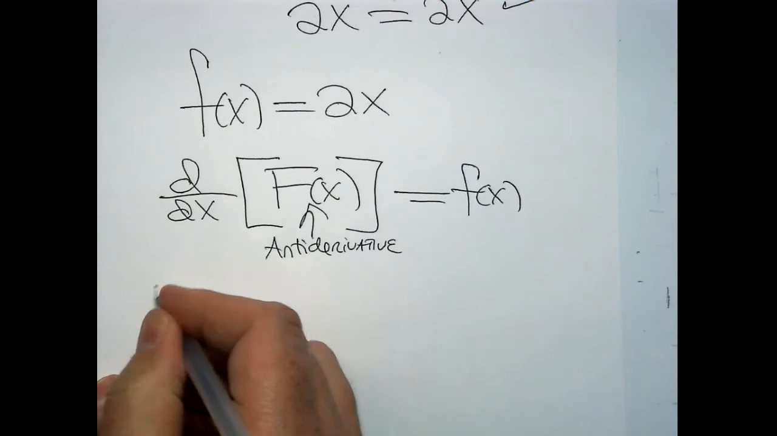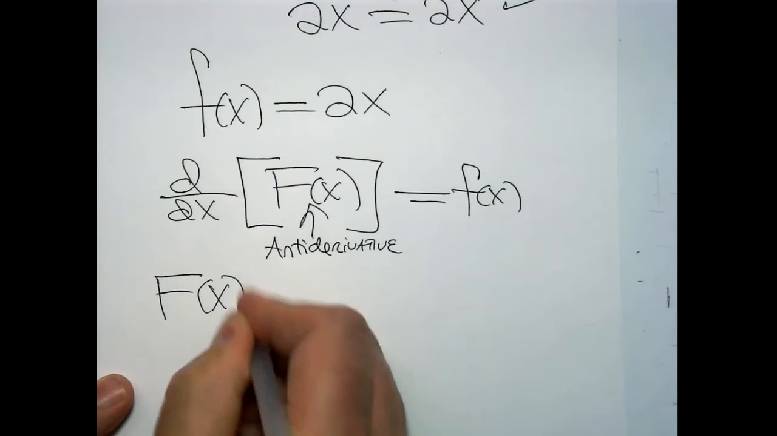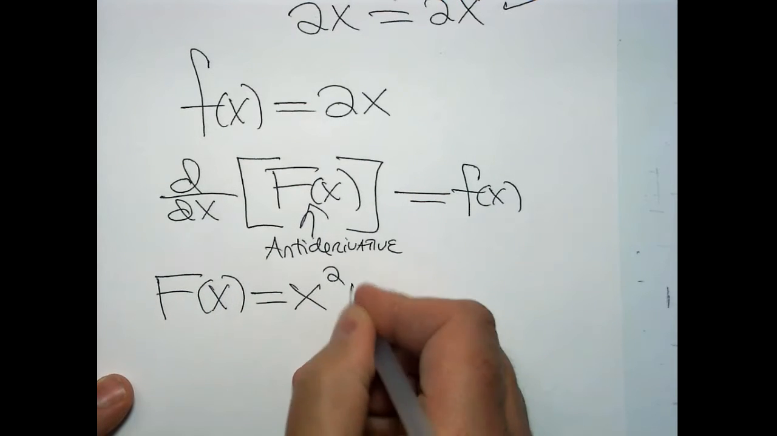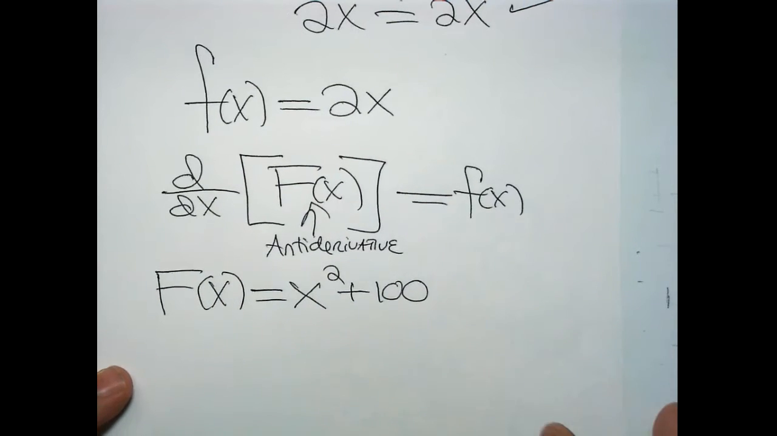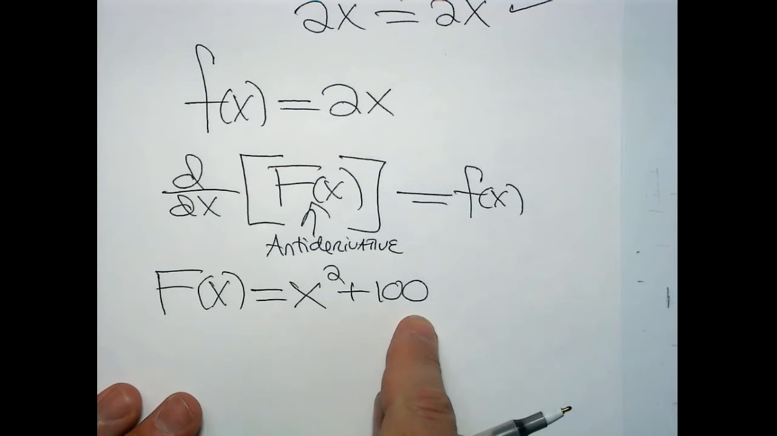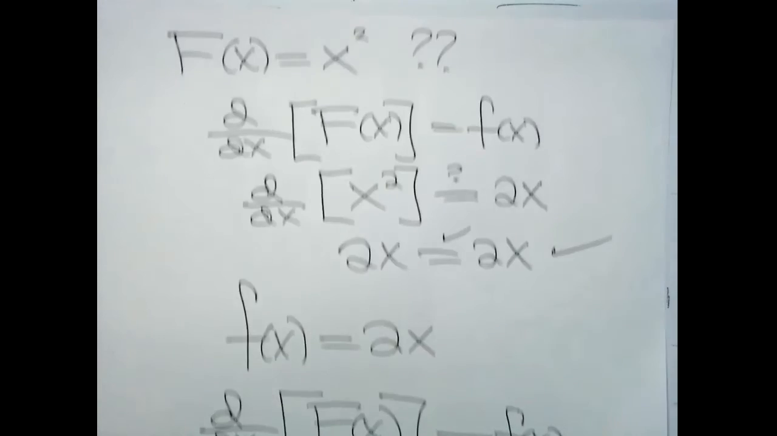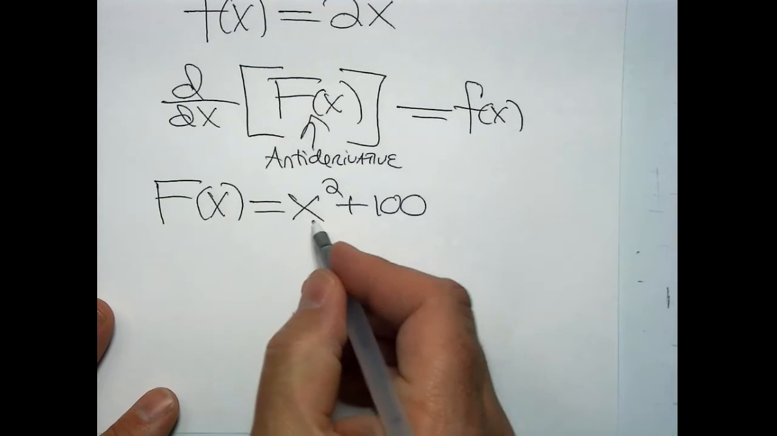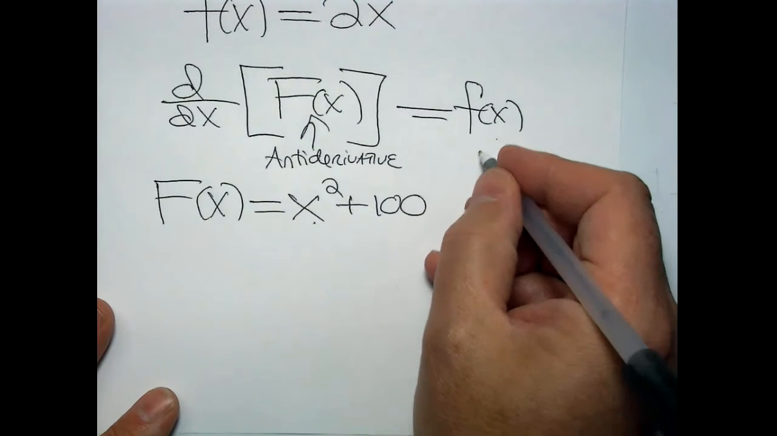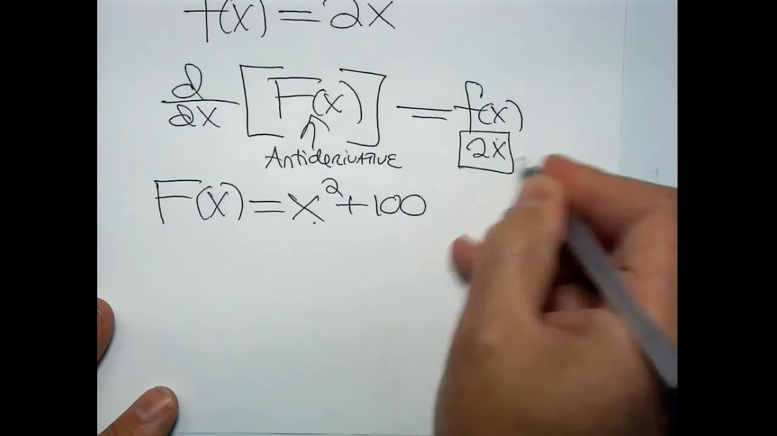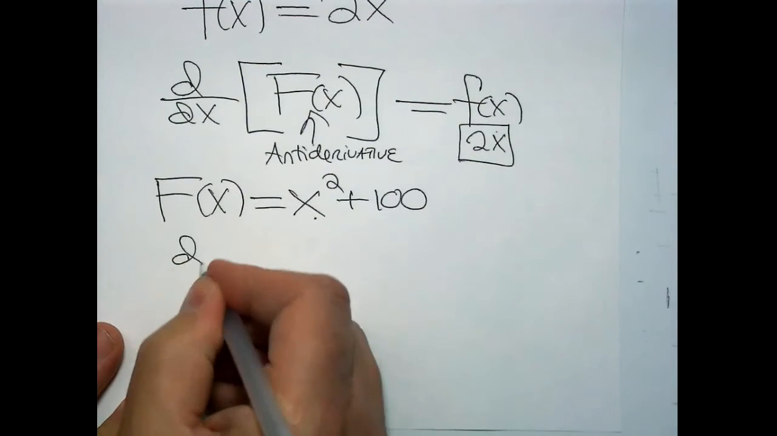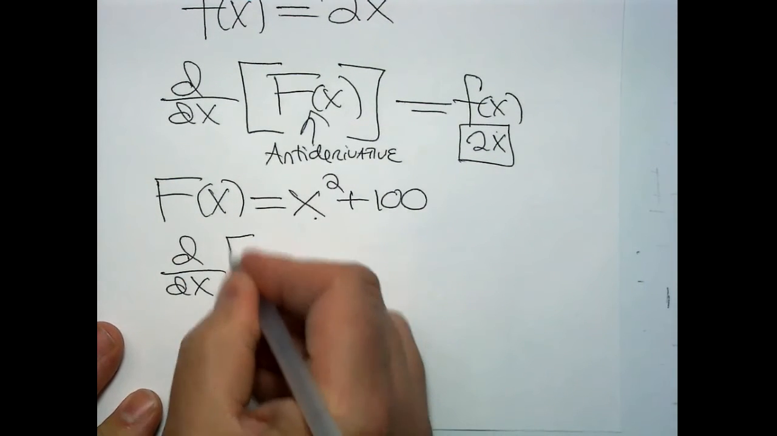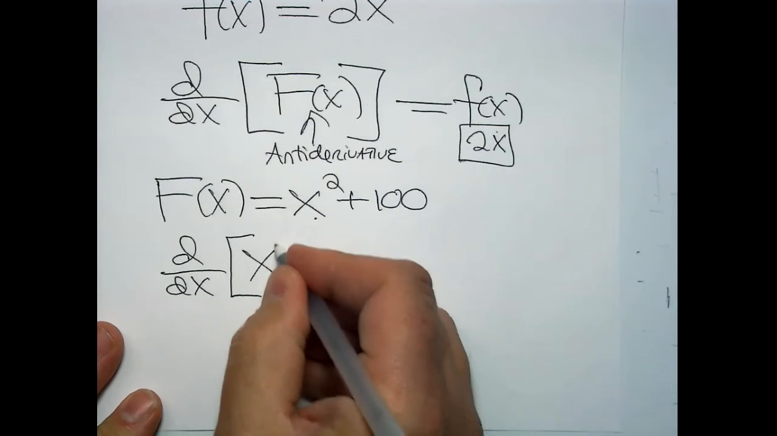I propose something to you, and that is that maybe capital F of x was x squared plus 100. A different function entirely. It's different than just x squared, right? It's x squared plus 100. It's a different function. Is this the antiderivative of 2x? Let's find out.